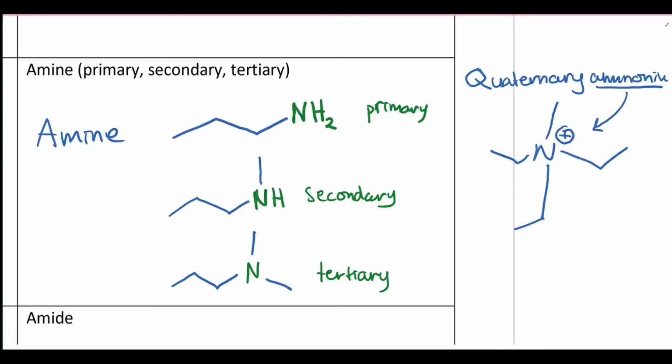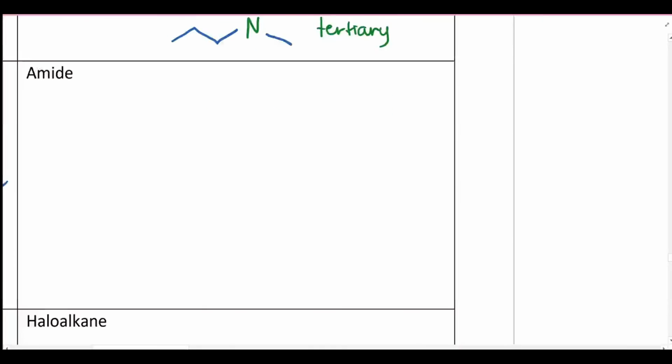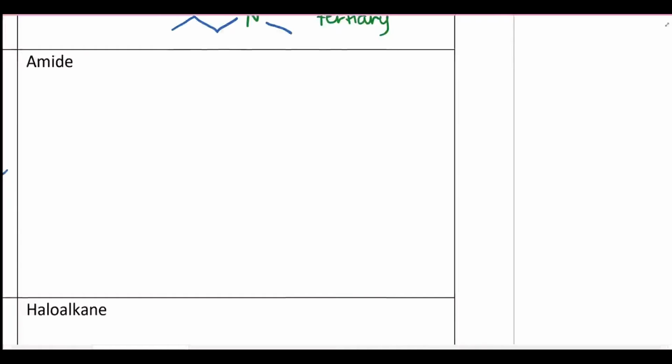Okay, the next one is the amide molecule, and it's kind of a combination between an ester as well as an amine. And an amide is essentially the one that's responsible for linking our proteins from one another. So the amino acids are linked together with amide bonds. So an example of an amide would look something like this.